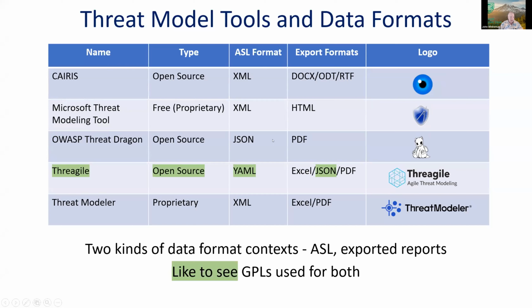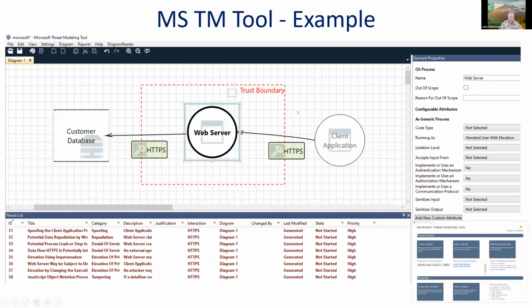The thing I want to talk about with Threagile though is that for both the ASL format and the export formats, at least it supports a GPL, a general purpose language, YAML on the ASL format, and JSON on one of the export formats. And we'll illustrate why this is so crucial for what we want to do.